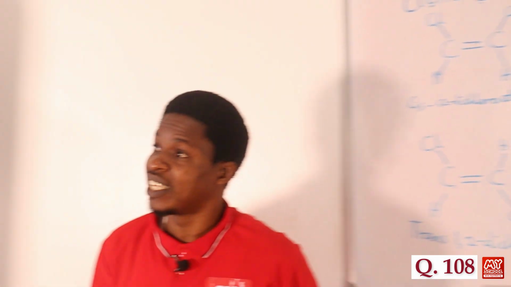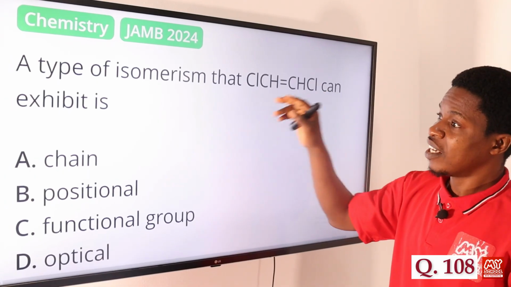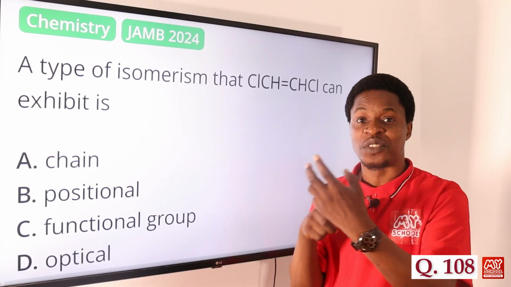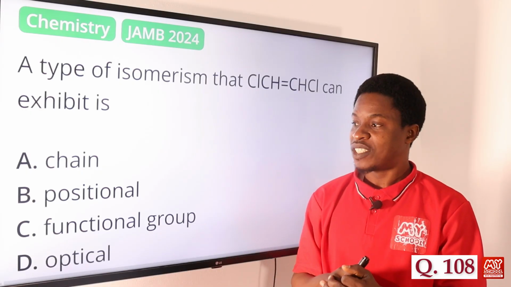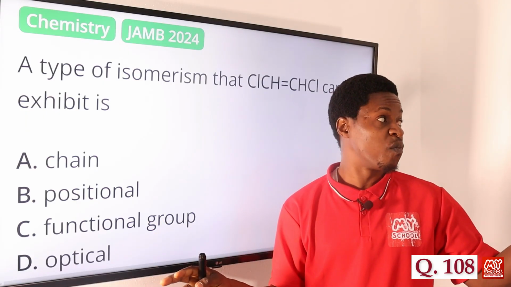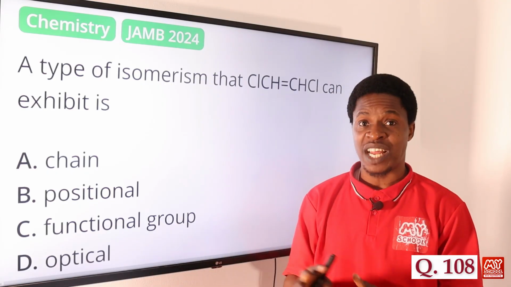So look at the options again on the screen. A type of isomerism that ClCH can exhibit is not chain, it is positional, because there's a change in the orientation of the chlorine. The substituent group that is there was changed. Not functional group, because if it were a functional group, we would have had maybe one of them being Cl and the other one being OH. But the functional group is not changed.